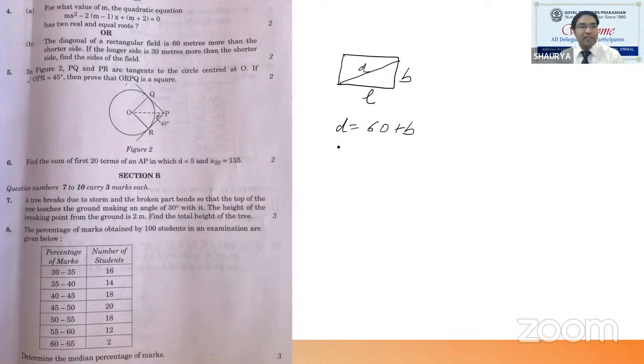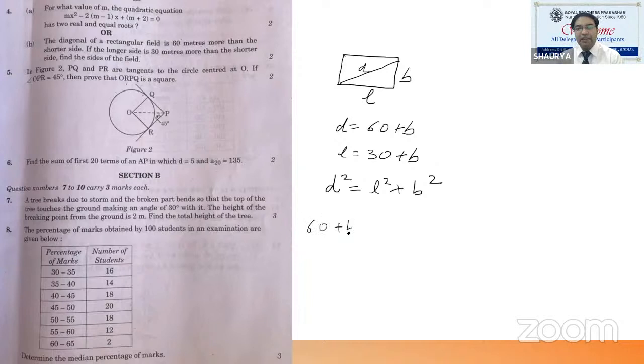Further, the second statement says the longer side is 30 meters more than the shorter side. So it tells me that L is 30 meters more than B. Fair enough? Find the sides of the field. Okay. So I can just write it in terms of two variables, right? We have been asked to calculate the sides of the field. We have a simple relation from Pythagoras theorem that d square is equal to L square plus B square. We have the values, we can substitute them.